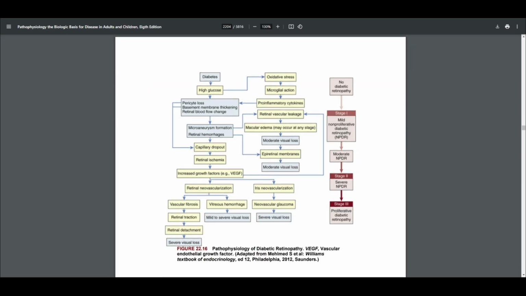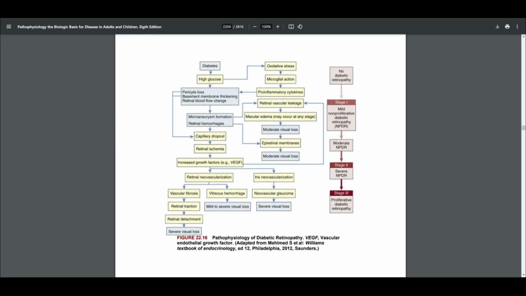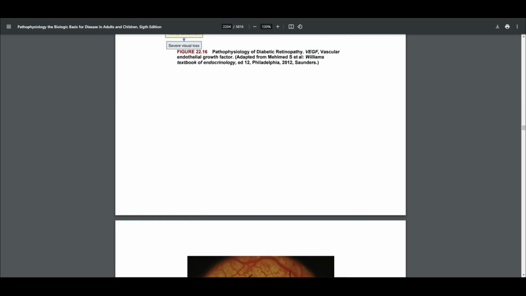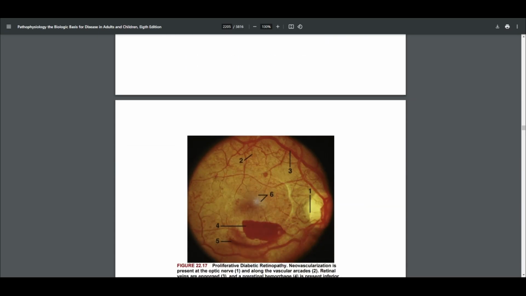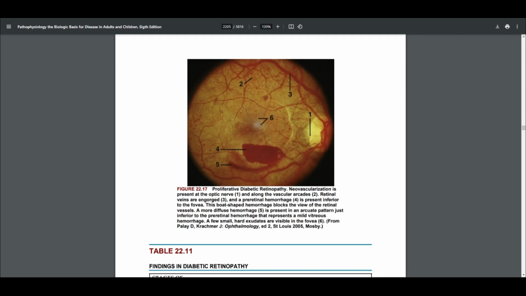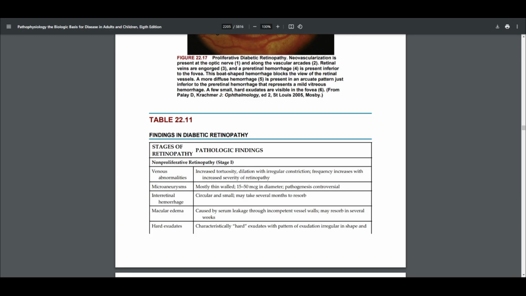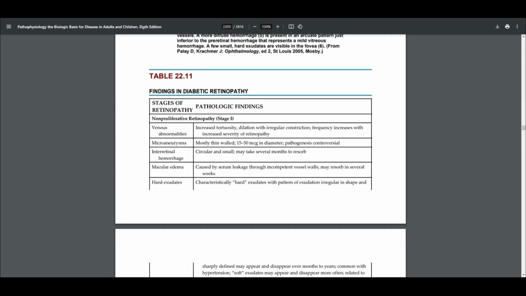So here you see the pathophysiology of diabetic retinopathy. I'll leave that up for just a moment. So here you see the proliferative diabetic retinopathy. And here you see findings in diabetic retinopathy, the stages.